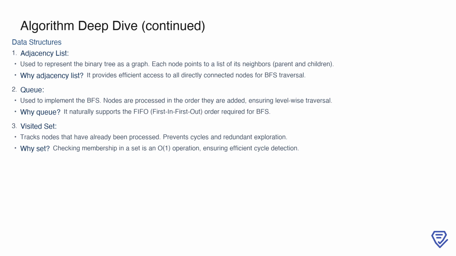Second, the queue enables the BFS traversal. By following a first-in first-out order, the queue ensures that nodes are processed level by level, which is essential for finding nodes at an exact distance. Finally, the visited set tracks nodes that have already been processed. This prevents cycles and redundant exploration, ensuring that each node is visited only once. Using a set for this purpose is efficient because membership checks and insertions are performed in constant time.